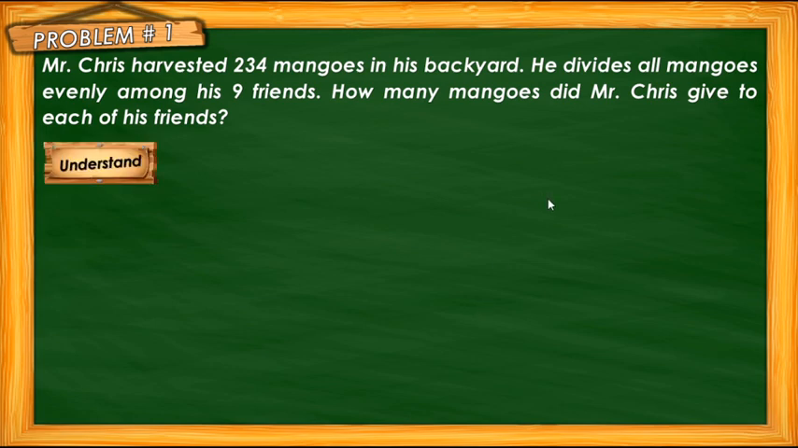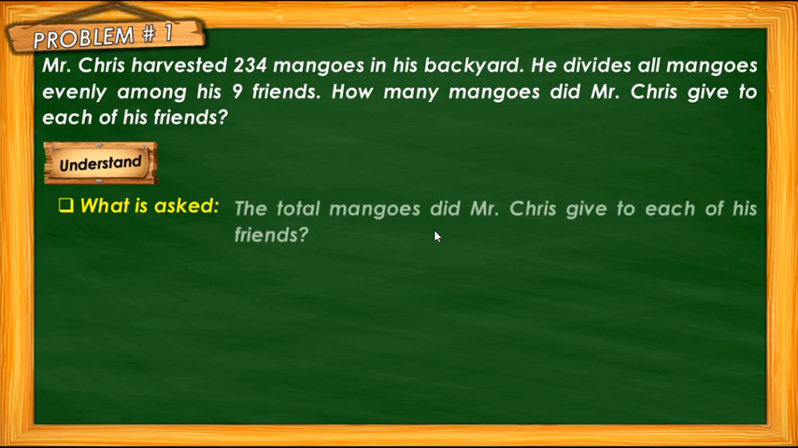So we need to use the understand, plan, solve, and look back. Now, let's start. What is asked in this problem? Okay, very good. So the total mangoes Mr. Chris gave to each of his friends. Next, what are the given facts? So the given facts are 234 mangoes and 9 friends.